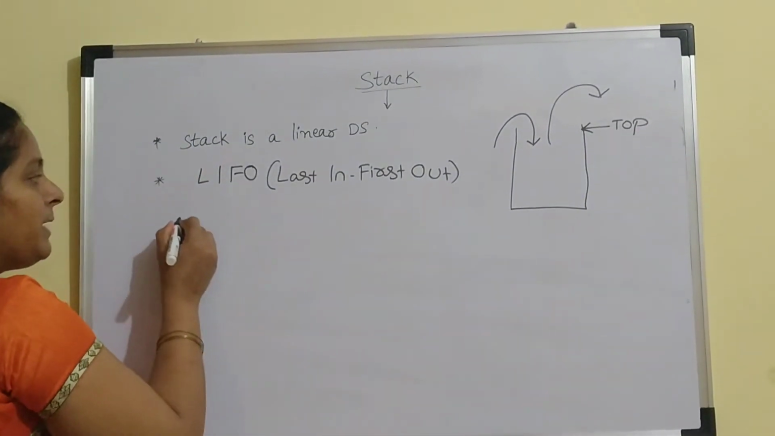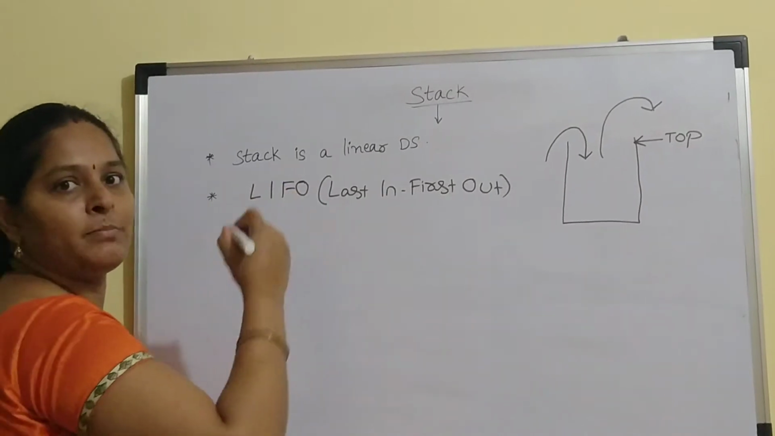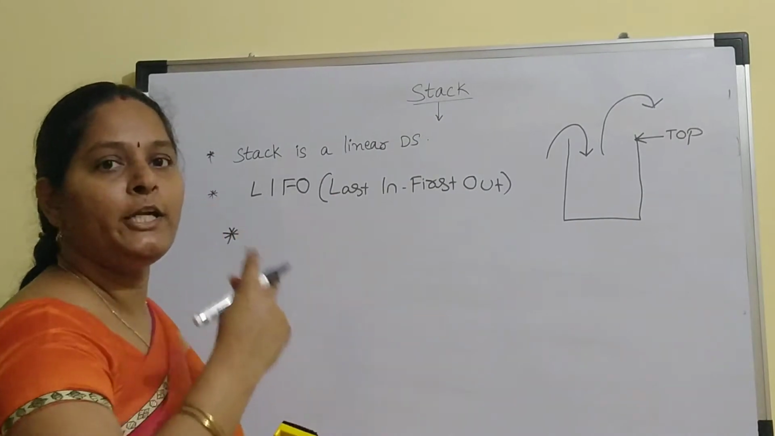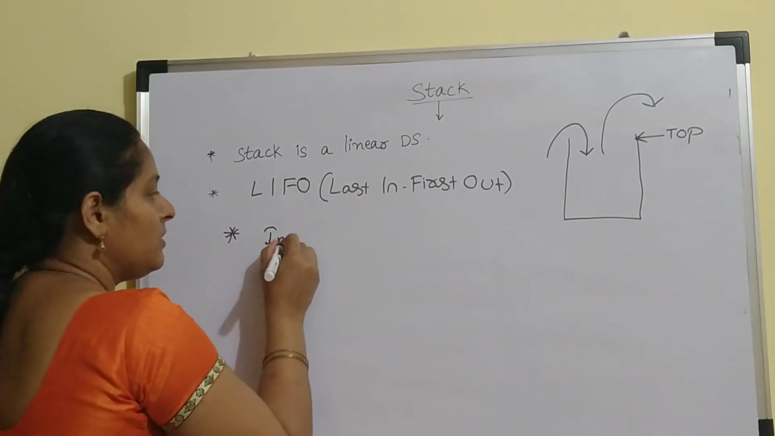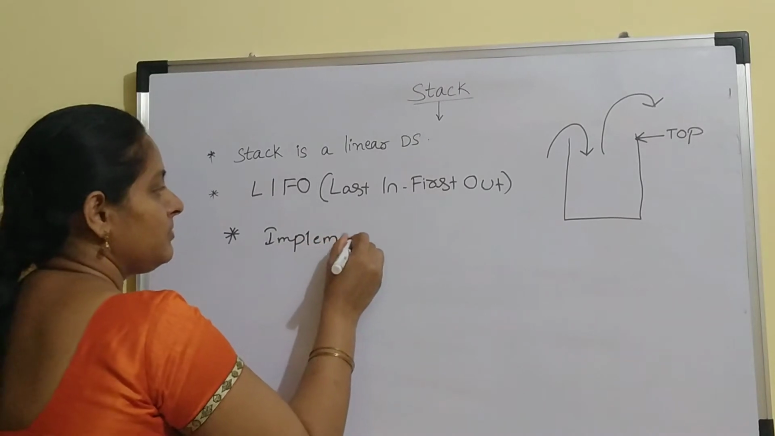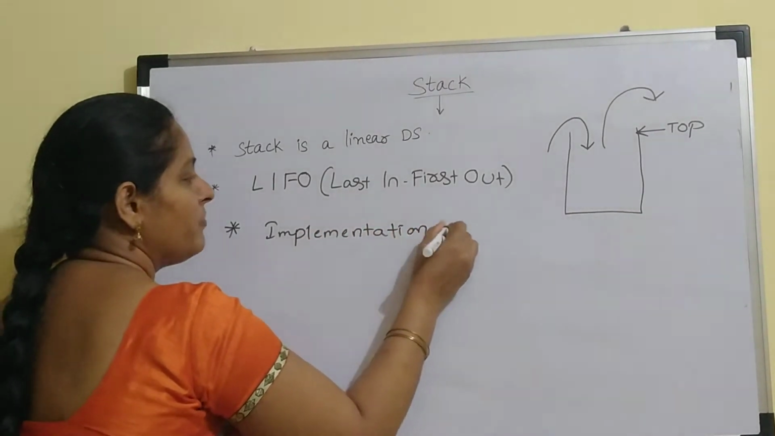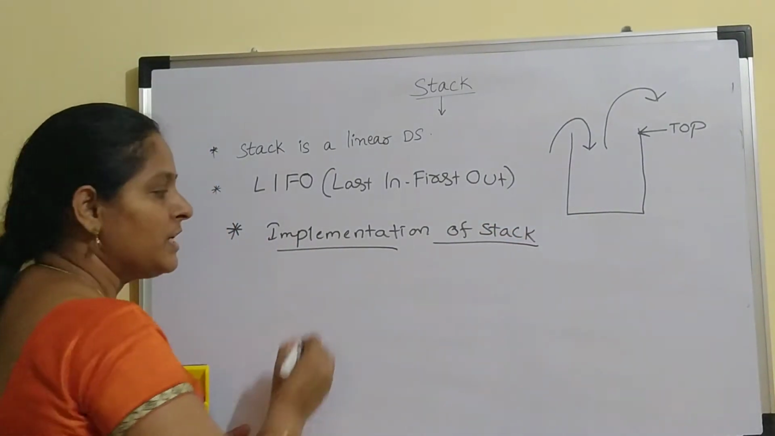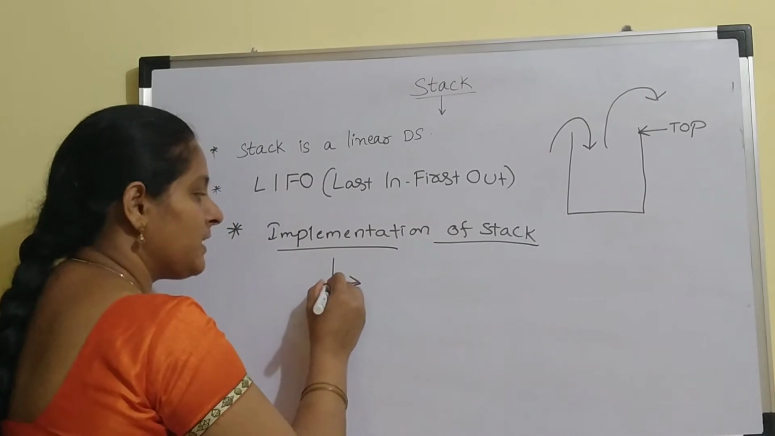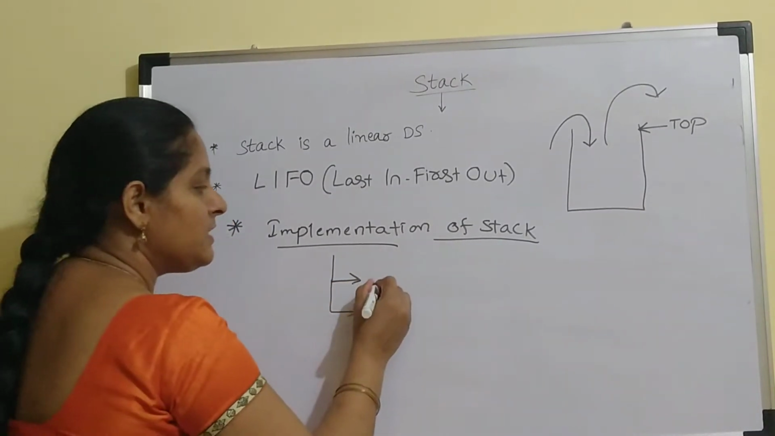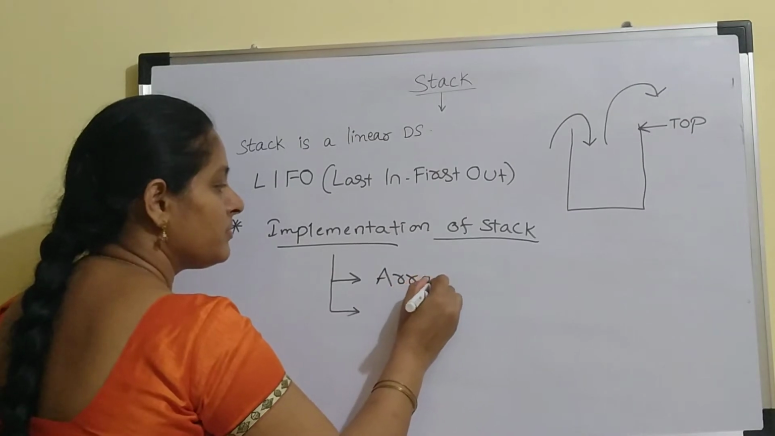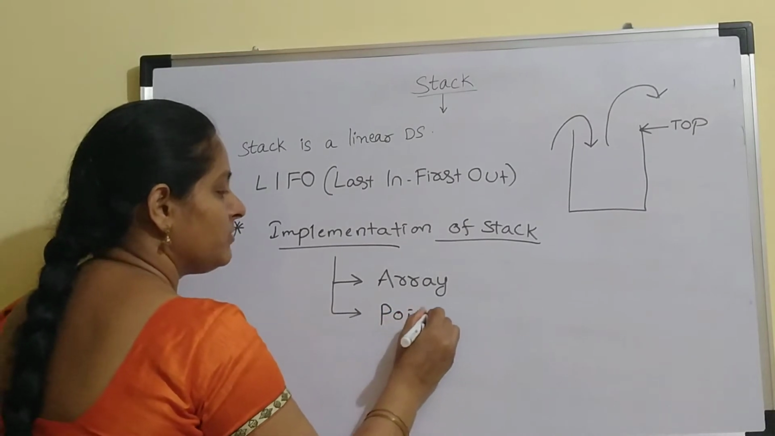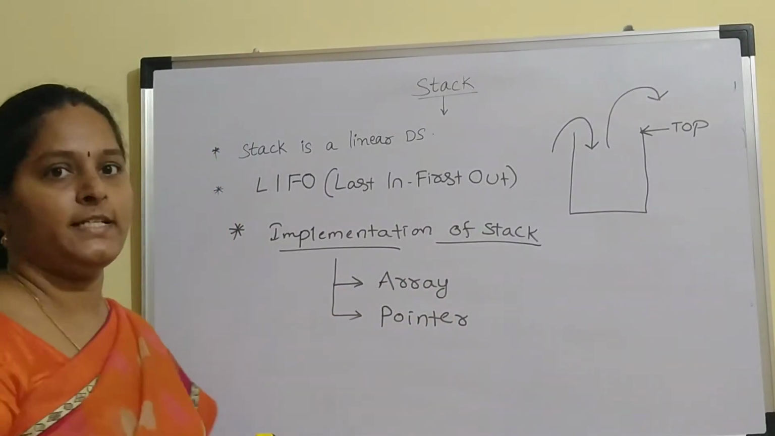Coming to the implementation part of the stack, in the memory the stack can be represented in two ways. Implementation or representation of the stack in the memory. There are two ways to represent the stack in the memory. First one is array representation. Second one is pointer representation, or we can also call it linked list representation.